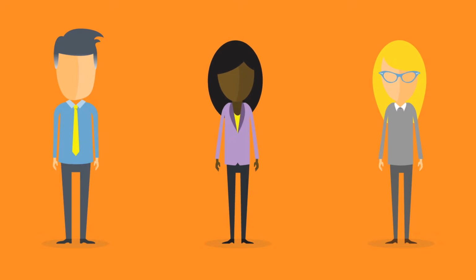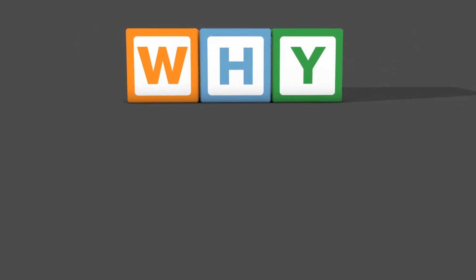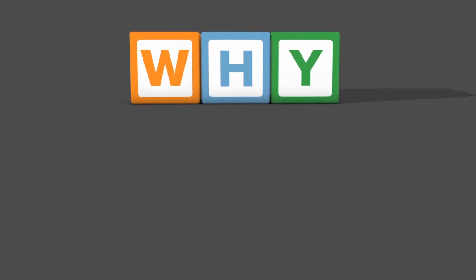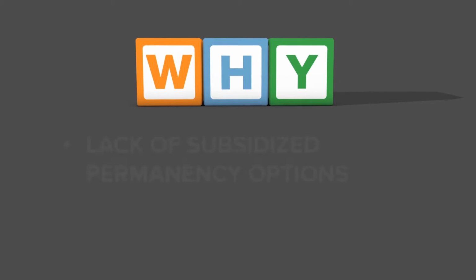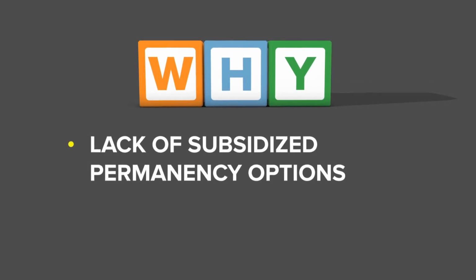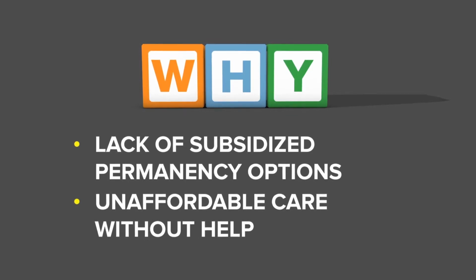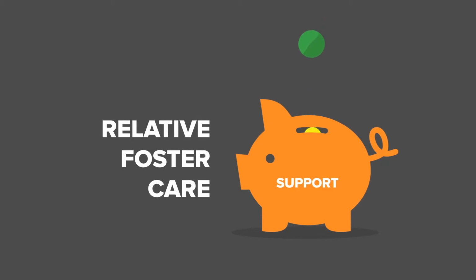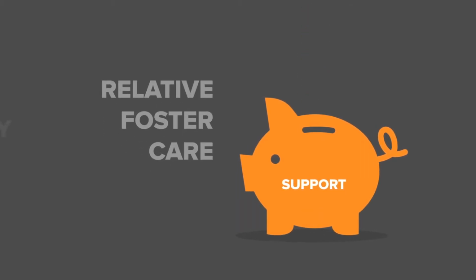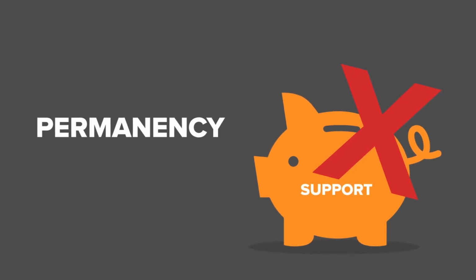So what happened next? Well, early on, the evaluation team tried to understand why there was so much growth in the relative care population. As a result of looking more closely, it linked the growth in relative care to the lack of subsidized permanency options for kin, and the inability of relatives to afford taking care of their grandchildren, nieces, and nephews without help. The team theorized that this loss of financial support, if the children left foster care, kept too many kids unnecessarily in the system.